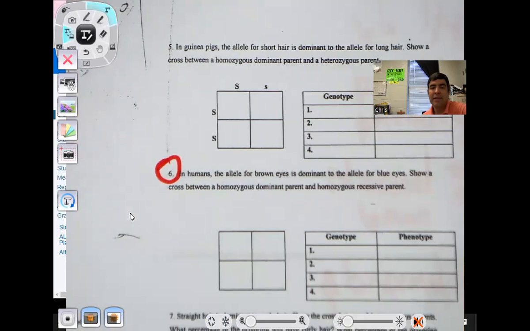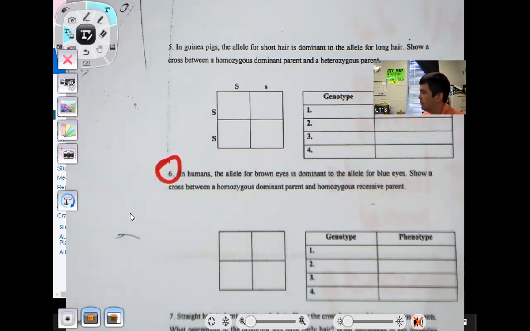It says, the allele for brown eyes is dominant to blue eyes. Show the cross between a homozygous dominant parent and a homozygous recessive parent. What does it mean to be homozygous dominant? What's your genotype going to be? Let me call on some people so you get this going, because we've got to get going. Come on, make your learning, own your learning. And so what is homozygous dominant? What would the homozygous dominant genotype be?